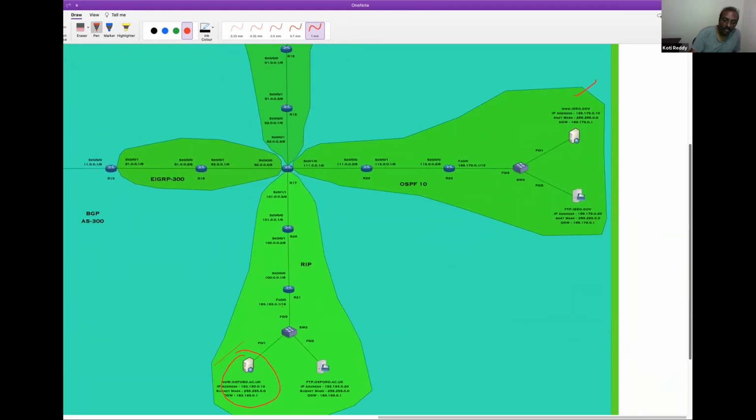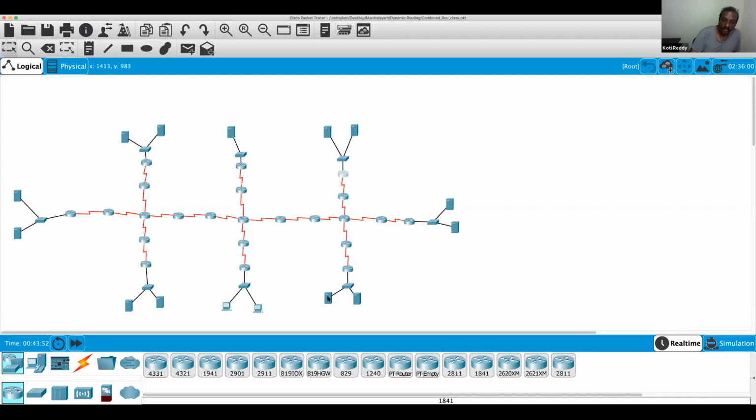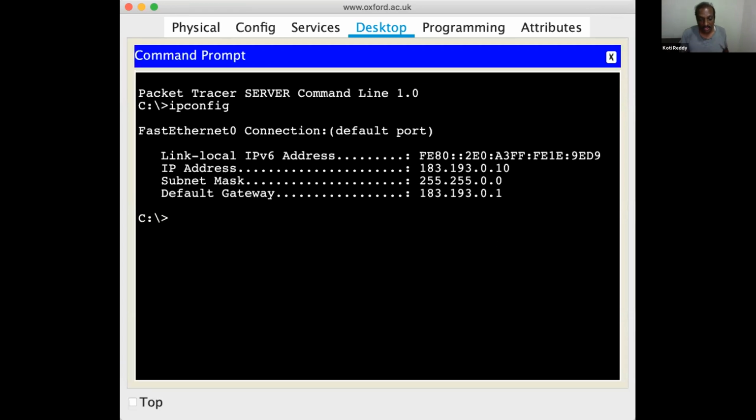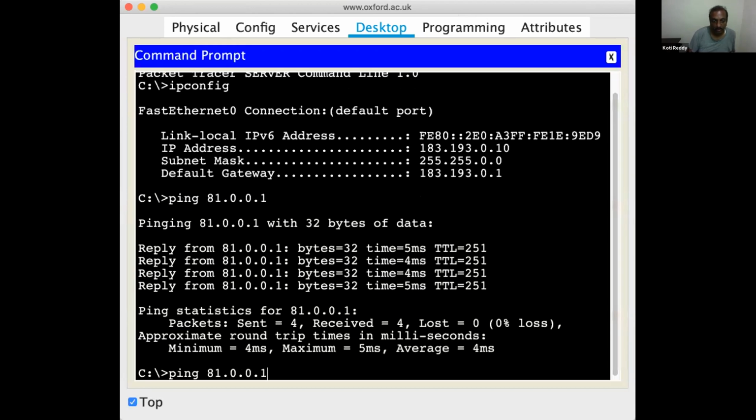So I go to this particular server here, desktop, command prompt. Where am I? I say ipconfig. What is my IP address? 183.193.0.10. From there, I try to ping. Okay, let's say 81.0.0.1. I could ping. Can I ping 82.1? I should be able to ping.